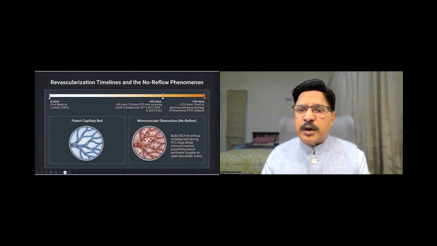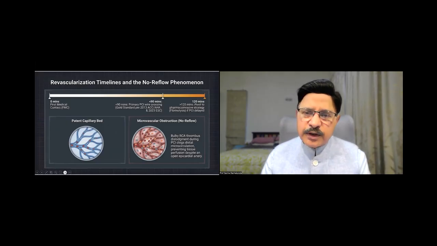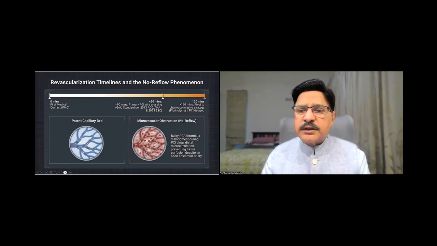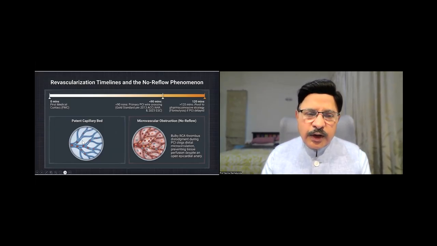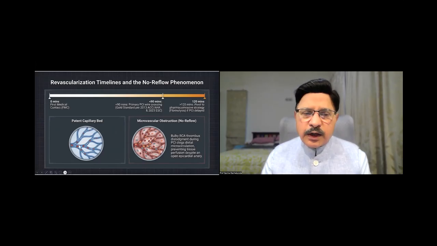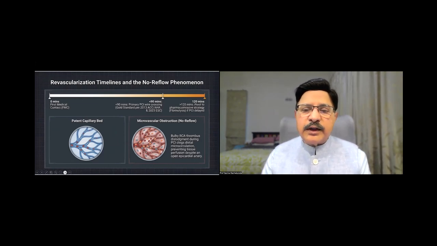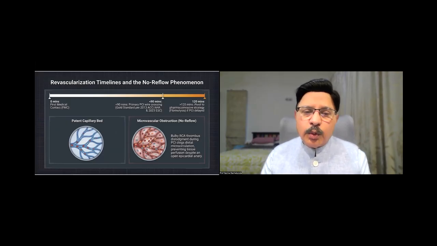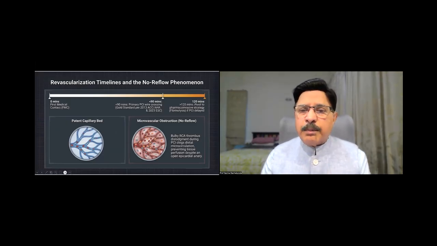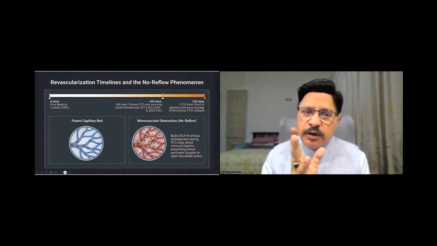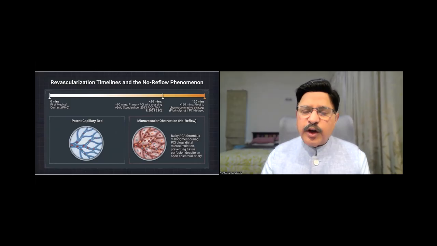Pharmacoinvasive therapy: fibrinolysis is done first, and then the PCI. A bulky RCA thrombus dislodged during the PCI clogs the distal microcirculation. Okay, we tried to perfuse the RCA within 90 minutes, but then what happened? There is no flow restored. Why? I have dislodged the bulky thrombus into the microcirculation, preventing tissue reperfusion despite an open epicardial vessel. This is called microvascular obstruction consequent to the PCI. That means the no-reflow phenomenon.